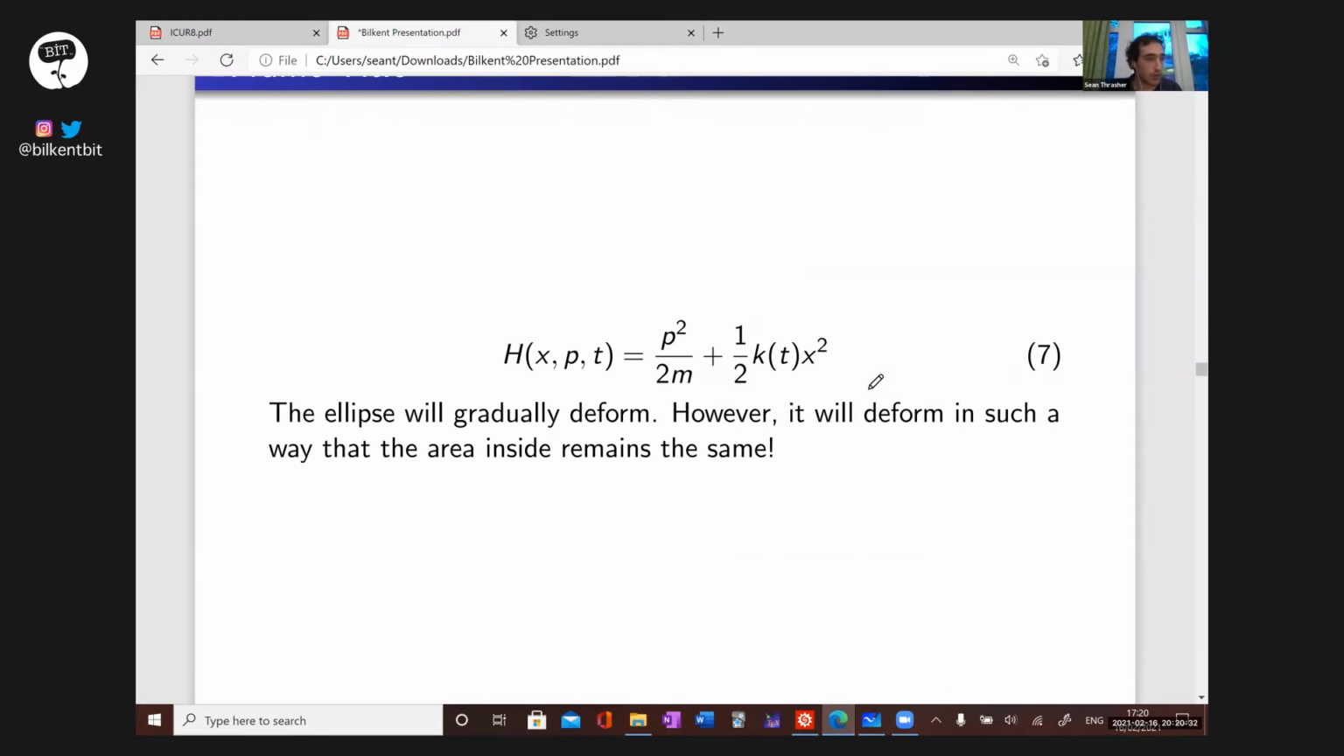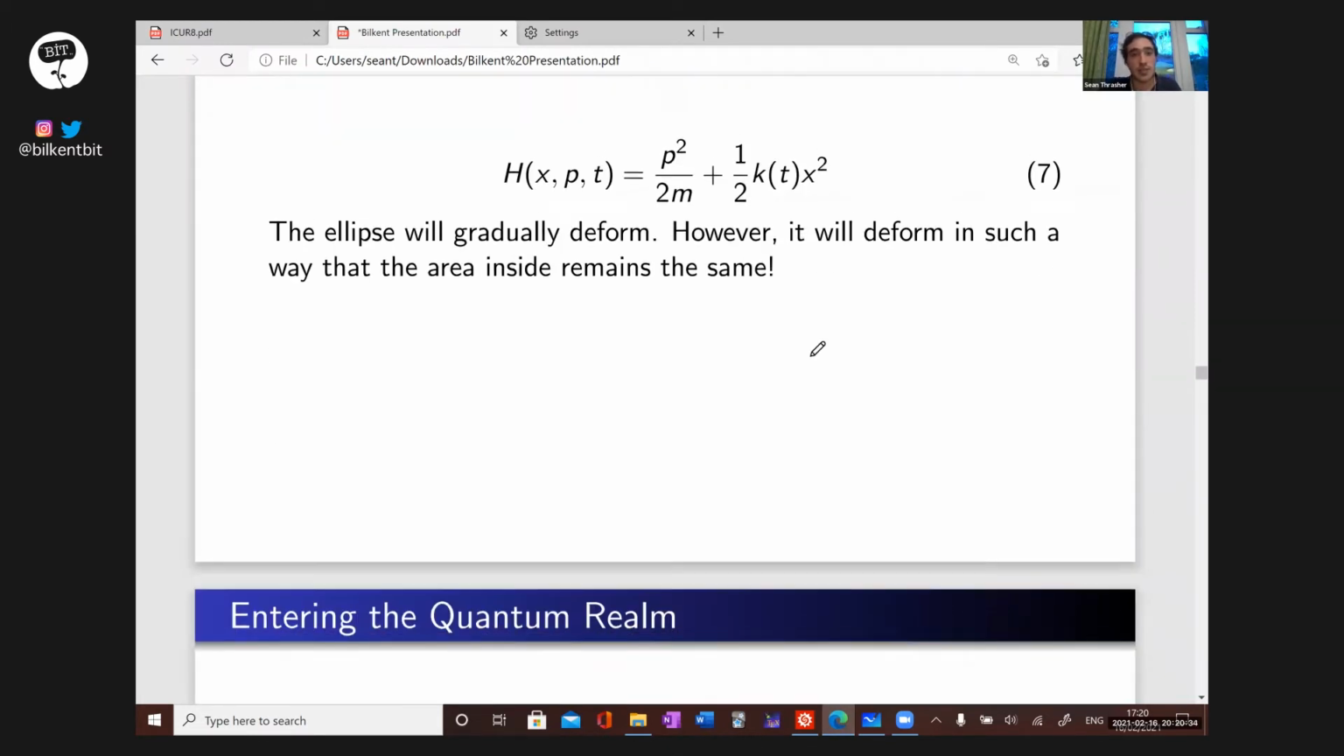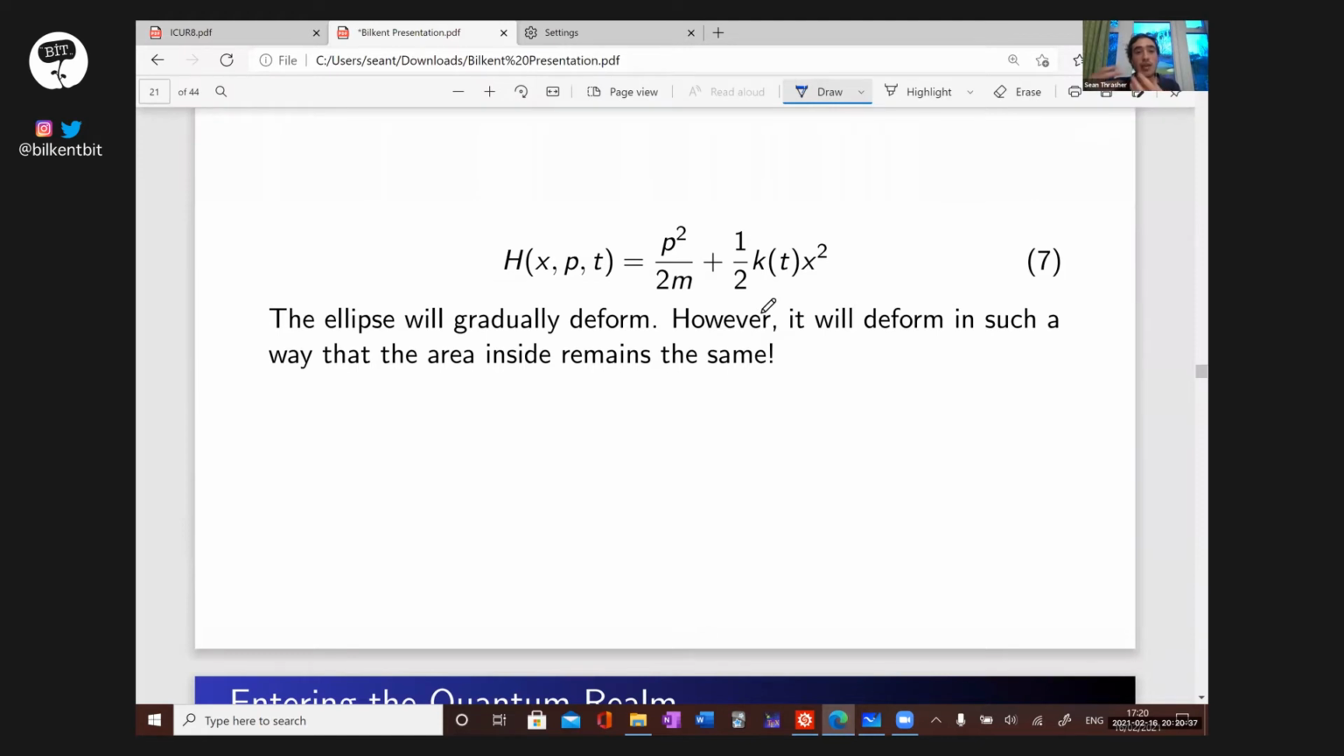Okay, so I'll carry on. Adiabatic really means you've got a problem where the Hamiltonian depends on time. I'm deforming the Hamiltonian very, very slowly.